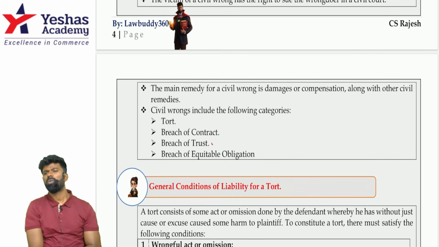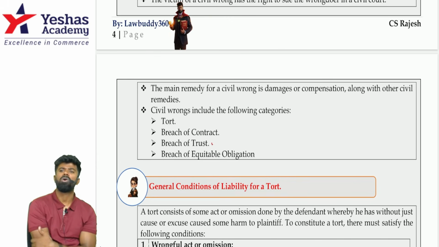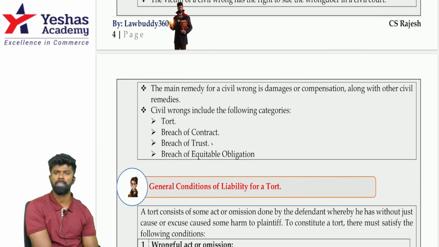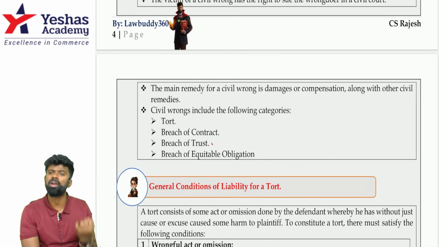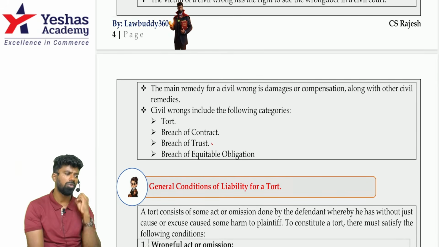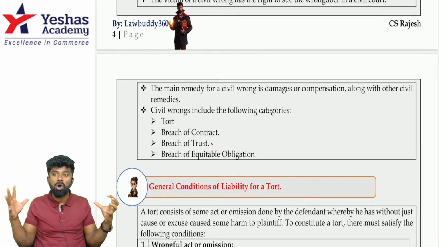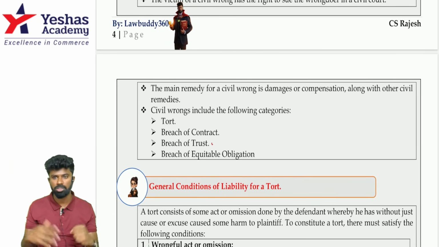Now we will discuss what are the conditions to be satisfied to be called a tort. They might ask this question in the examination. A general condition to be satisfied to call an action or a wrongful omission of a person a tort.